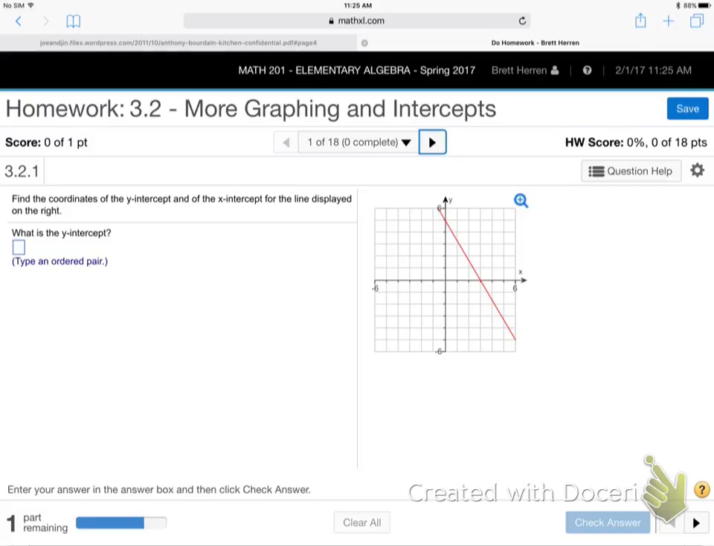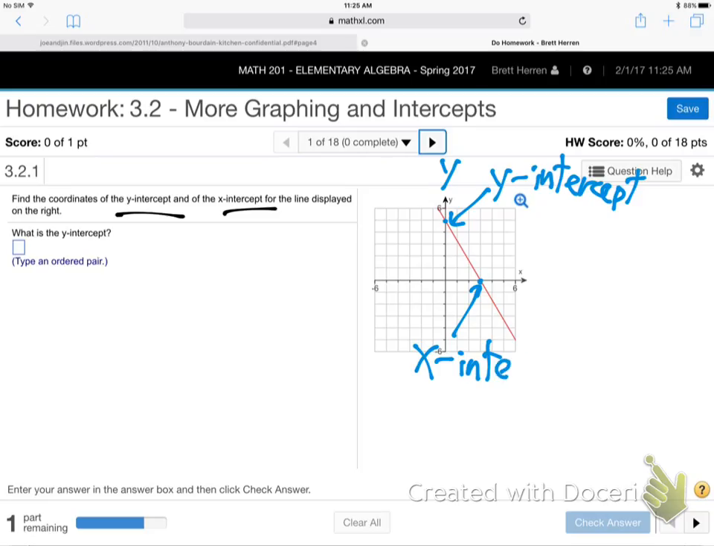All right. It's asking find the coordinates of the y-intercept and the x-intercept for the line displayed. What does it mean, y-intercept, x-intercept? You familiar with that? This dot right there is a y-intercept because it hits the y-axis, huh? And this dot, here, I'll put it over here maybe. This dot right here is an x-intercept.